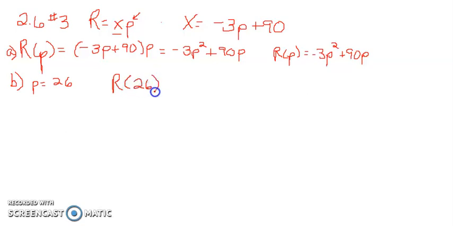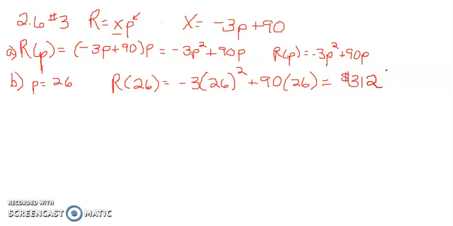So then we are looking for the value of, we're going to evaluate our function at P equals 26. That gives me negative 3 times 26 squared plus 90 times 26. When you calculate that, you'll find that when the price is $26 for each item, the revenue for everything sold will be $312. Total amount of revenue at that price.